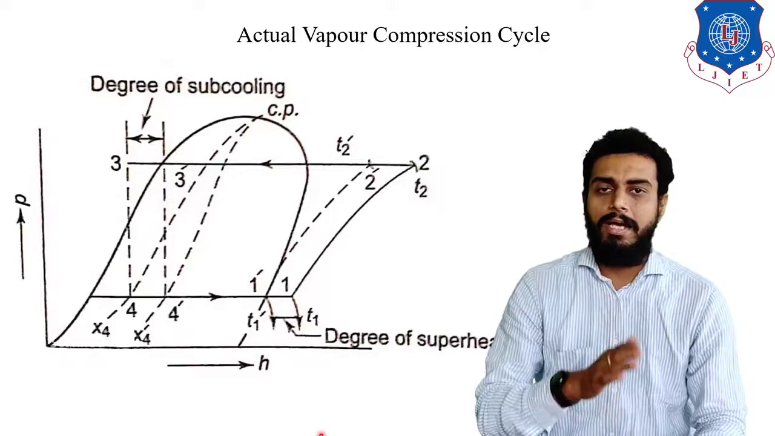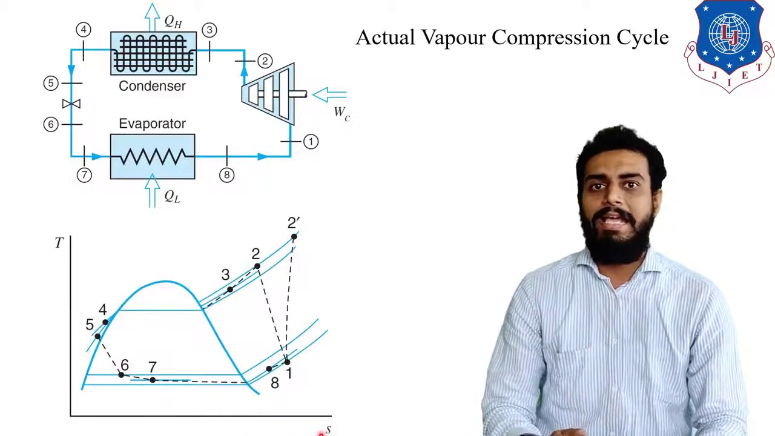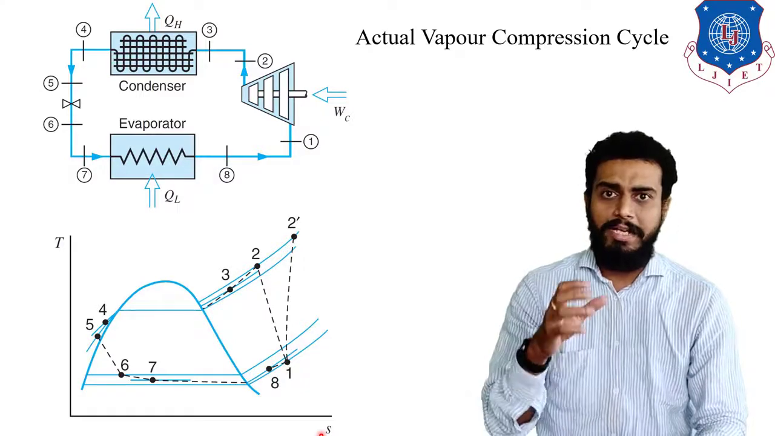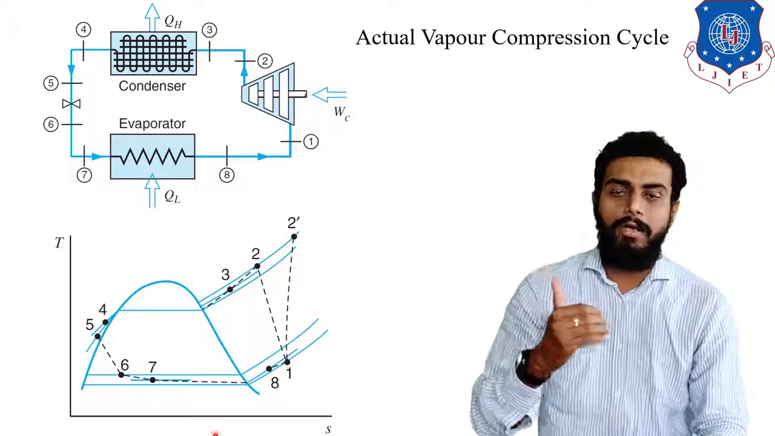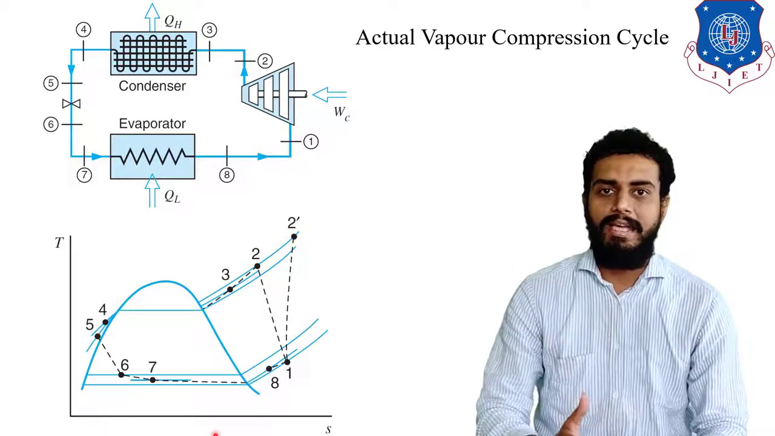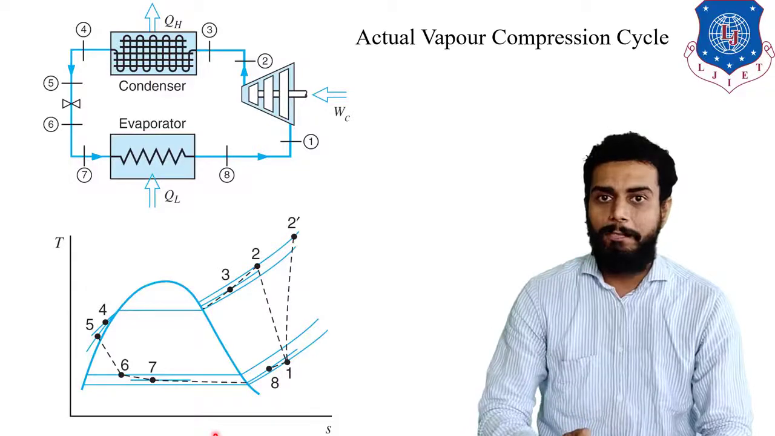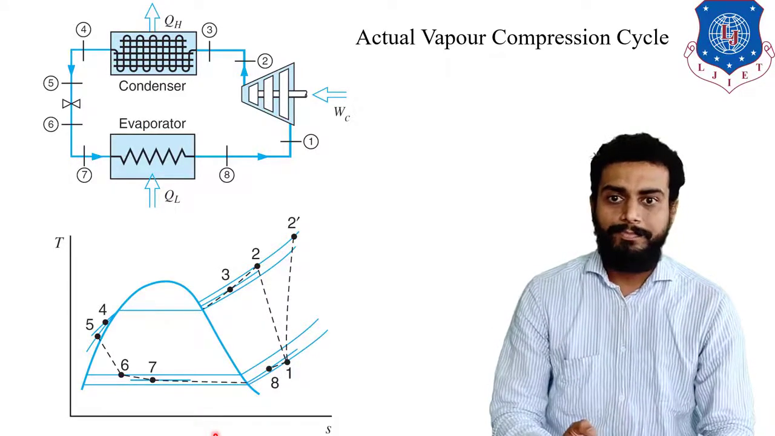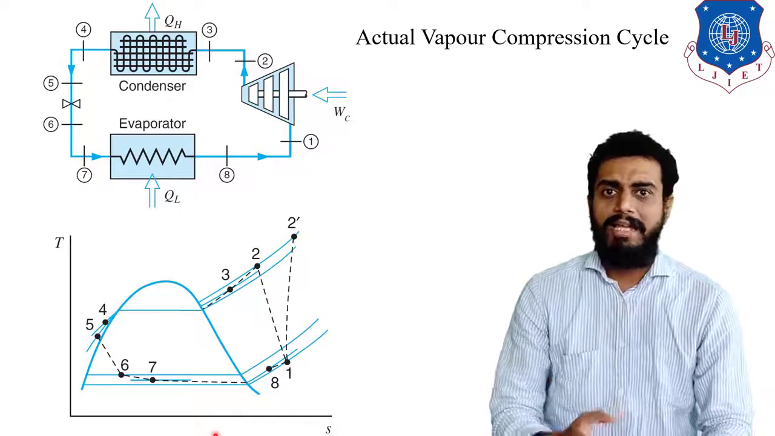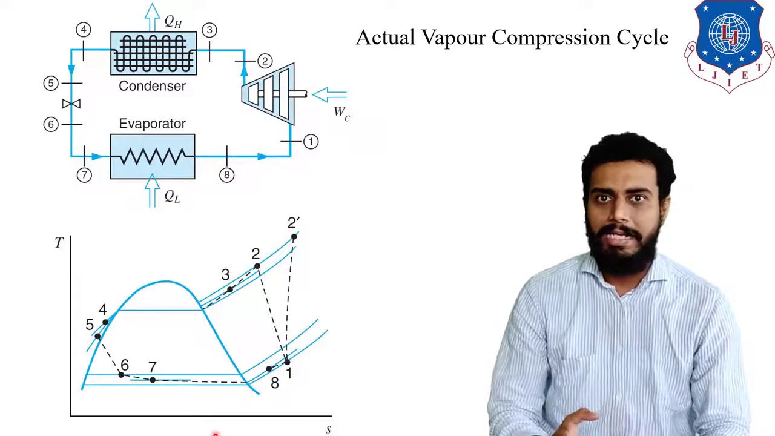Now let us discuss another aspect. Another aspect is shown for the TS diagram. In detail, the actual vapor compression refrigeration cycle can be plotted as shown in the TS diagram. For reference, we will also refer to the block diagram shown on the top side. Simple, students: at the inlet of the compressor, you will have superheated vapor, you know that, right?